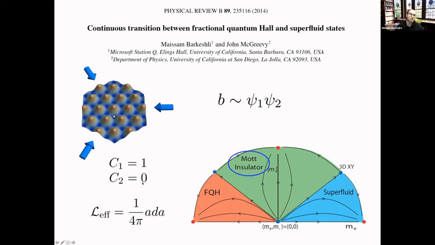Now, if we consider that one of the fermions has Chern number 1, the other one has Chern number 0, we can show that we get a Chern-Simons theory that is trivial. So in fact, it has a unique ground state on all manifolds. And so this is the Mott insulating state, which is a kind of trivial insulating state of bosons.